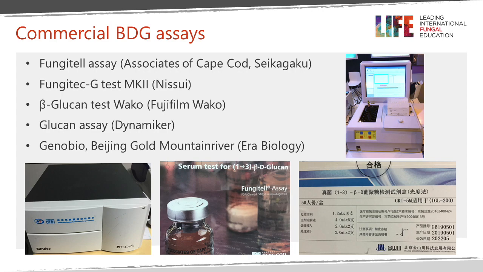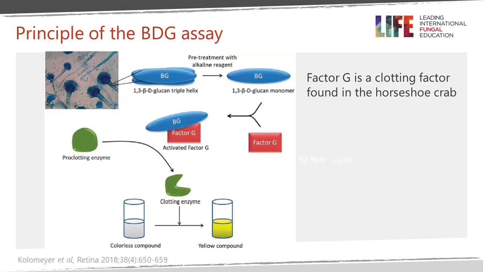Dynamiker offer a glucan assay, as does Aerobiology, and they have two different trademarks, one GenoBio and the other Beijing Gold Mountain River assays. The principle of the assay is similar to measuring LPS. Factor G is a clotting factor found in the blood of the horseshoe crab, and this, combined with the presence of glucan, causes a clotting process to occur which produces a yellow compound in the assay. So it's simple, but it's complicated to deliver because of the low quantities of glucan circulating in blood.